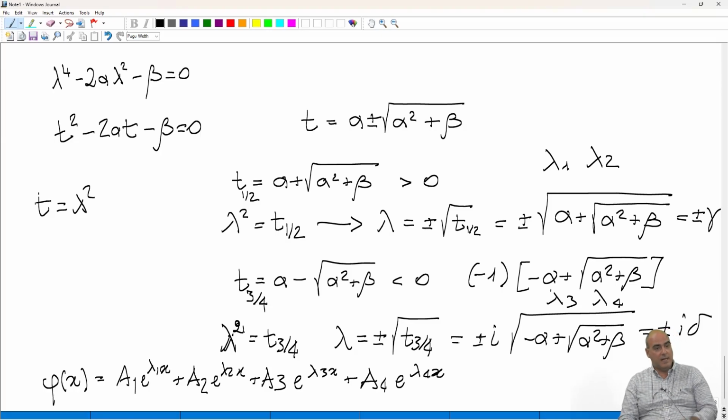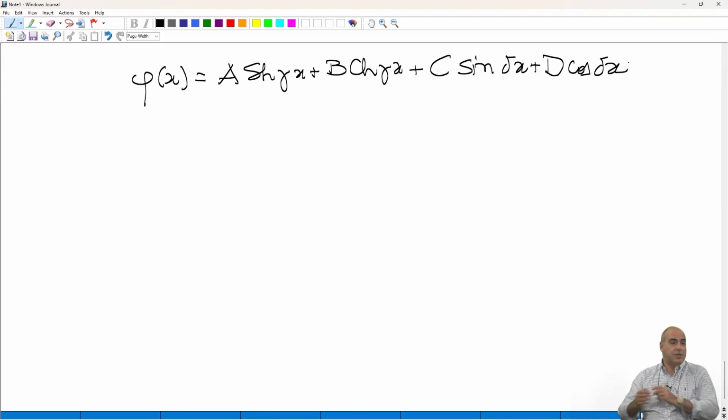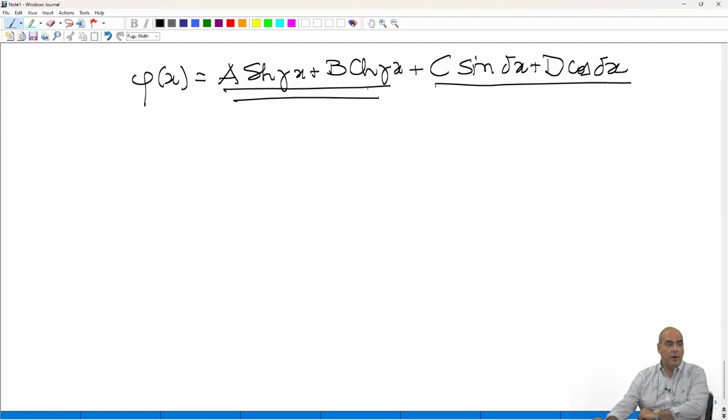So that is my solution, and I have 4 boundary conditions. Actually, the solution can also be written in a slightly different form, which is what you find in the slides. So what has changed with respect to the second order equation that we have seen before is that besides having the sinus and cosinus, we also have the hyperbolic sinus and hyperbolic cosinus.